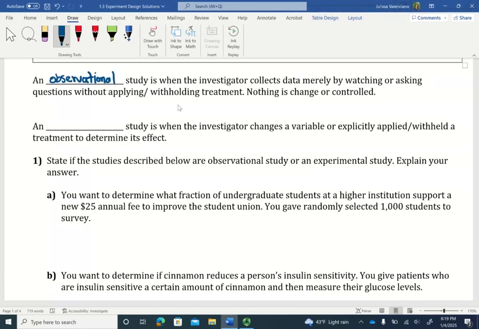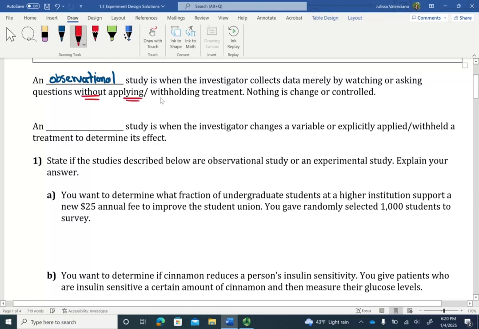An observational study is when an investigator collects data merely by watching or asking questions without applying or withholding a treatment. Again, without applying or withholding any treatments. Okay. In these studies, nothing is changed or controlled.